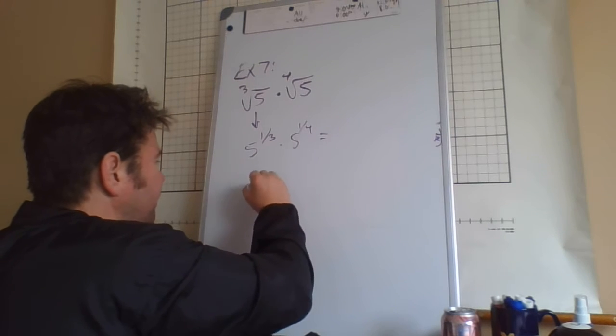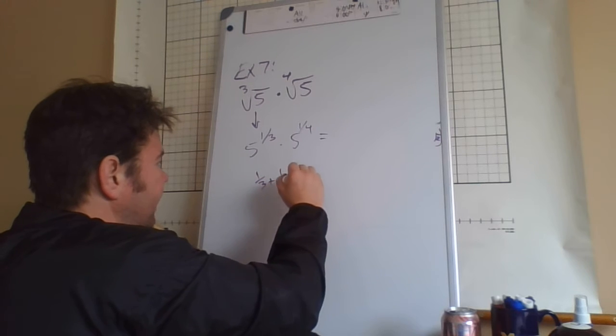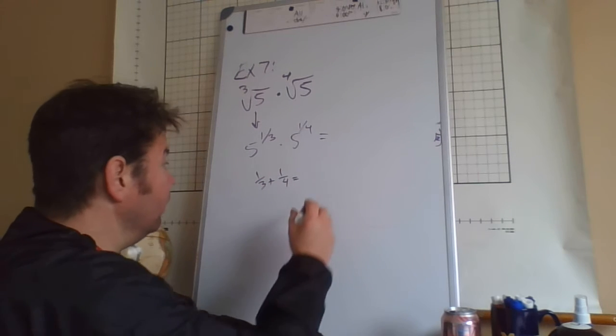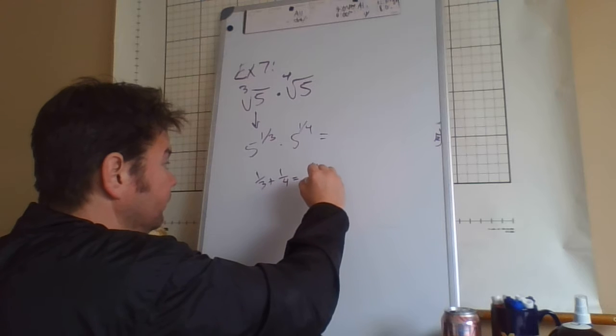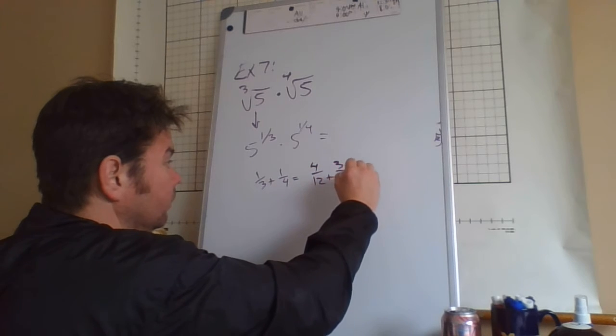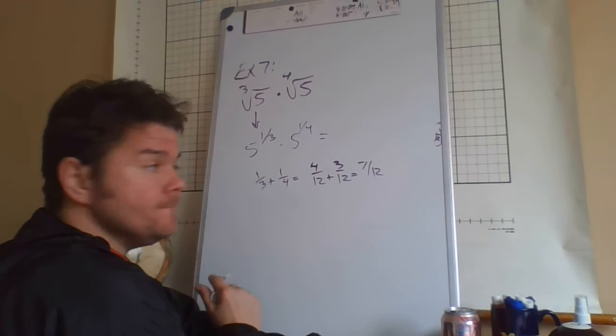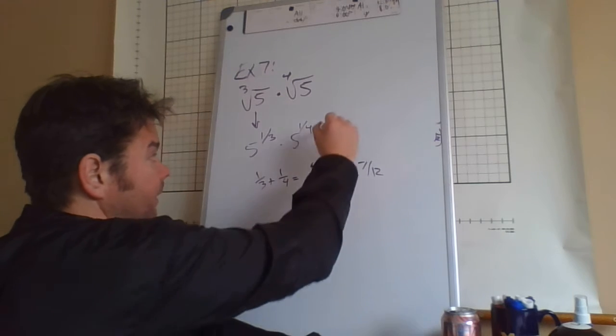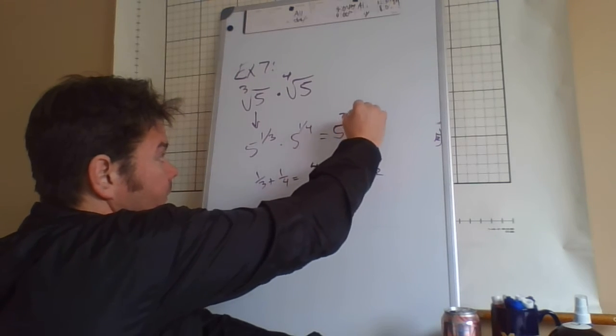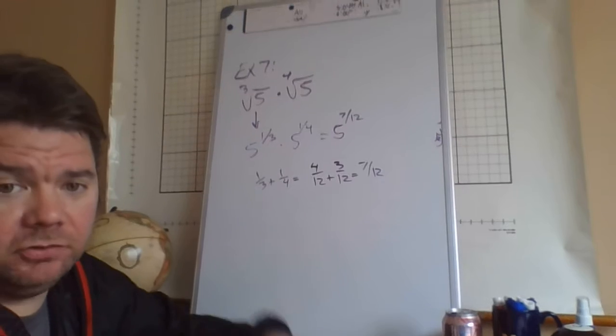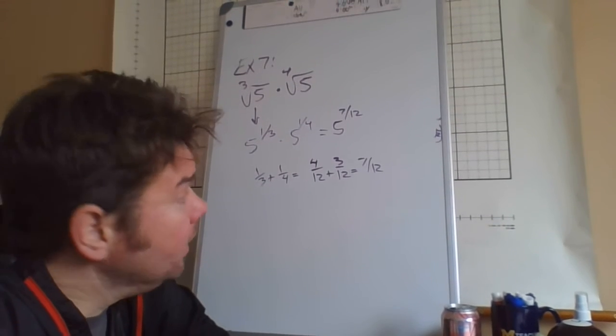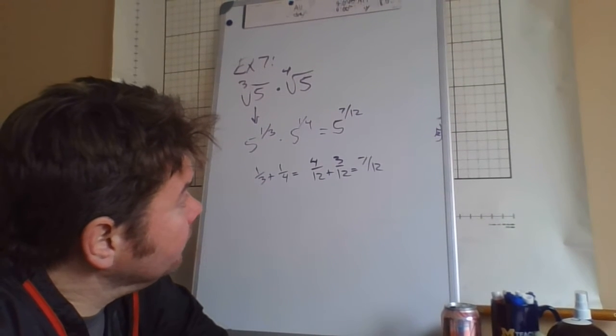So I need to do 1/3 plus 1/4. That's common denominator of 12. So that's going to be 4/12 plus 3/12 equals 7/12. Okay, so this becomes 5 to the 7/12. Now look, that's a legit answer. I would accept that. I would give you full credit.